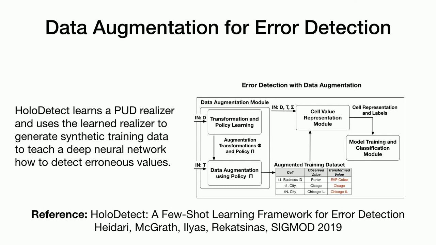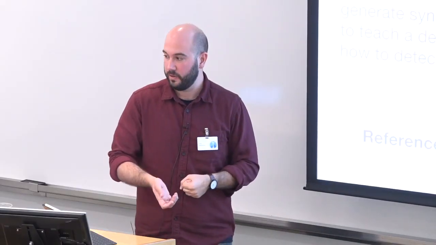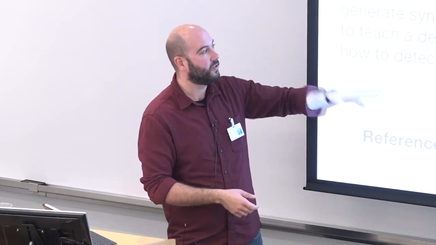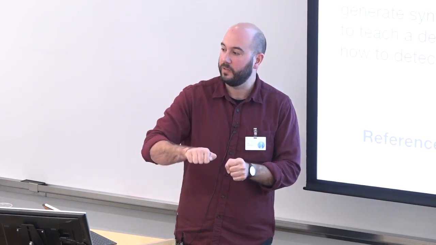Okay, so that was learning the distribution. HoloClean wants to learn the distribution of the clean data. We have this other system called HoloDetect for detecting errors that again focuses on learning the noisy channel. So we learn a separate part of this model now.